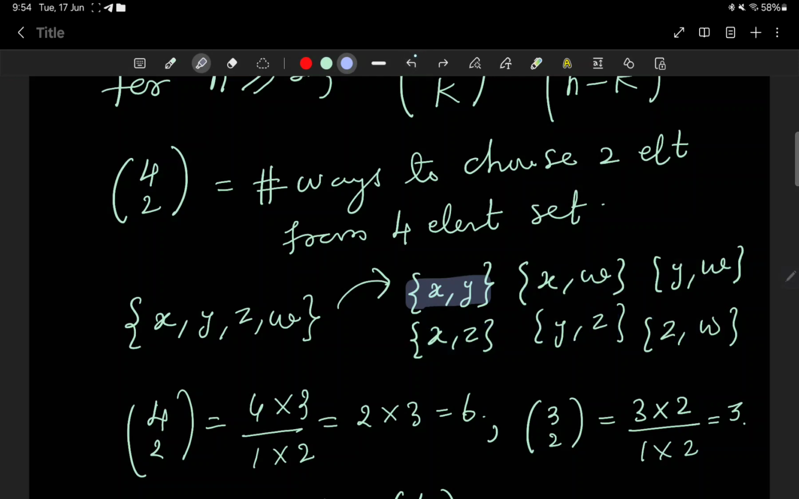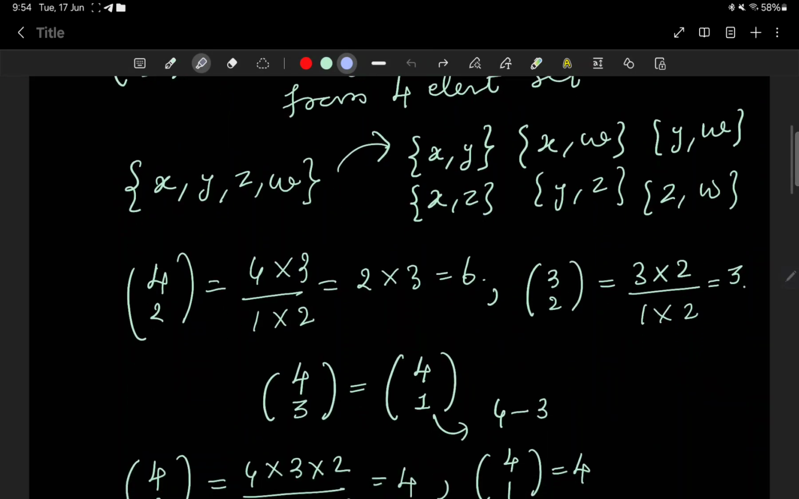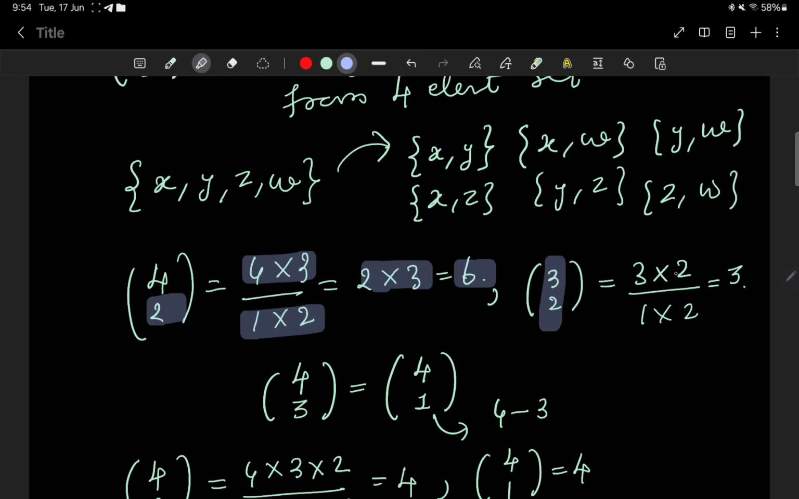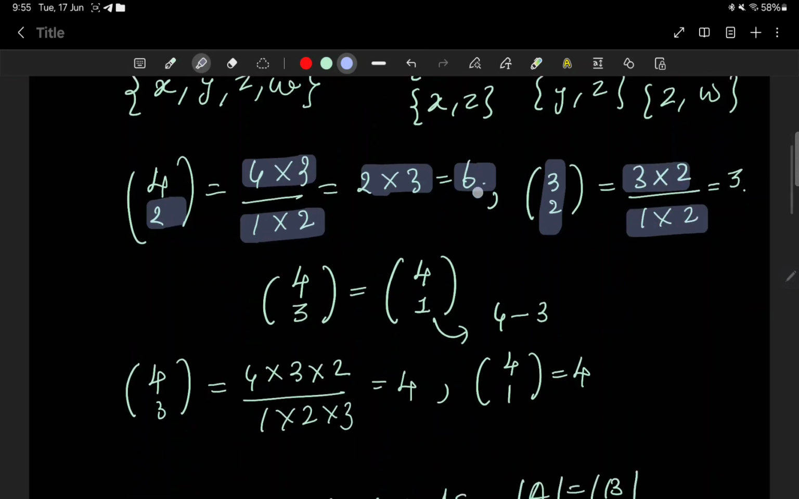Now we have a formula which goes like this. For 4C2, you multiply backwards 2 times, 4 times 3, then you start from 1 and multiply forward 2 times, so divided by 1 times 2. That means you get 6, the actual value. Now how do you calculate 3C2 using this? You go backward 2 times, so 3 times 2, and forward 1 times 2, which is 3.